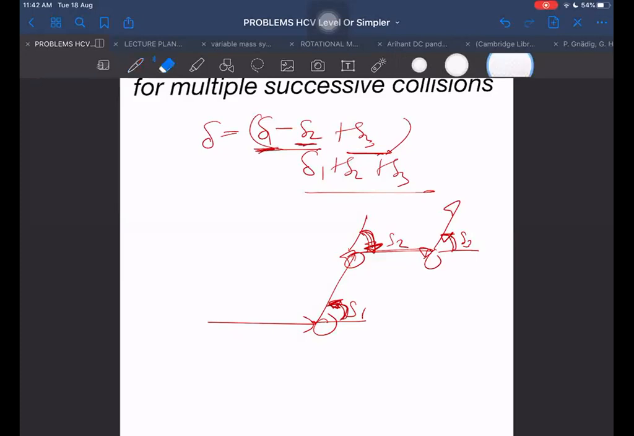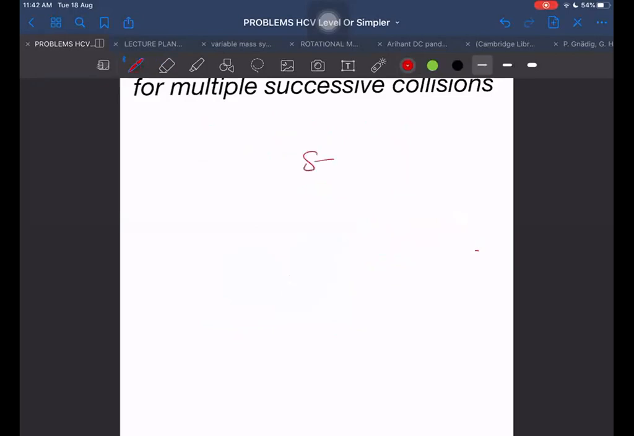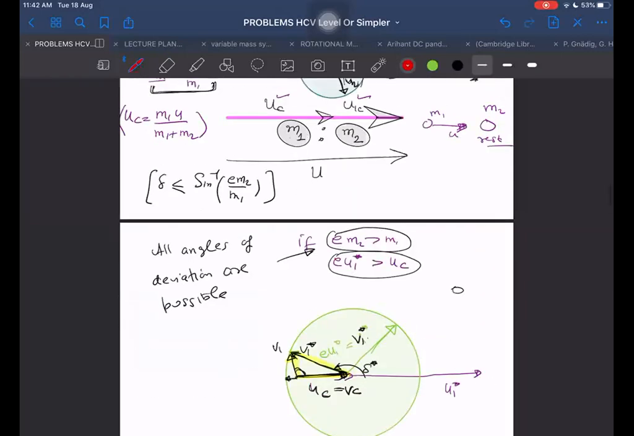But again, don't confuse that this is always the net deviation. I think you may remember this wrong formula. This is not the formula for net deviation, that sine inverse of e m2 by m1. It is only and only applicable for only one case, the collision where it is delta max. Otherwise, what will be the formula for delta in general?